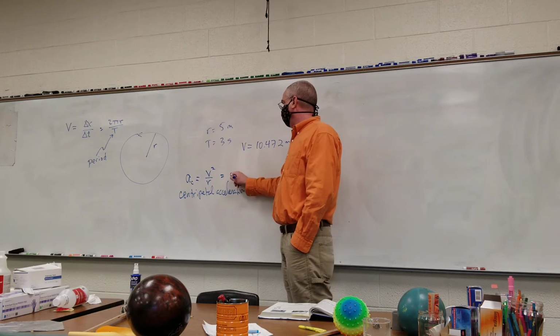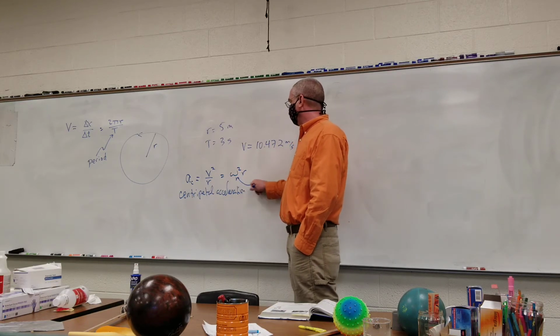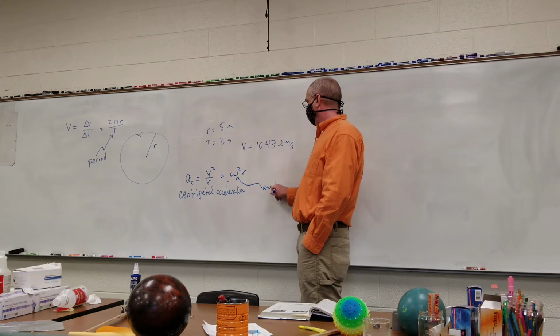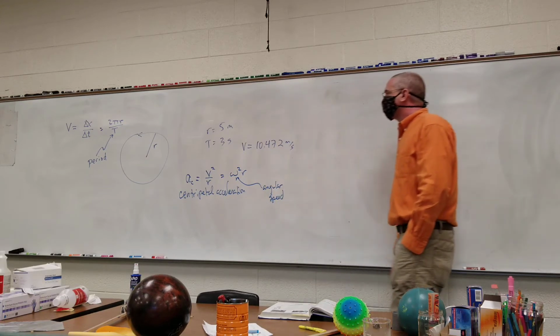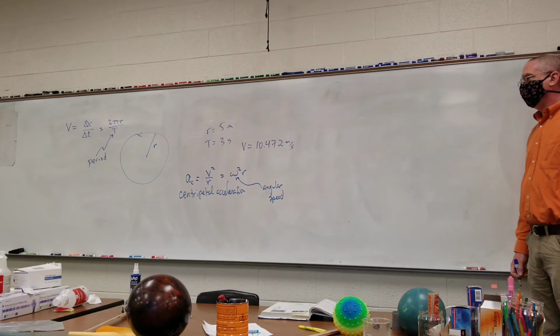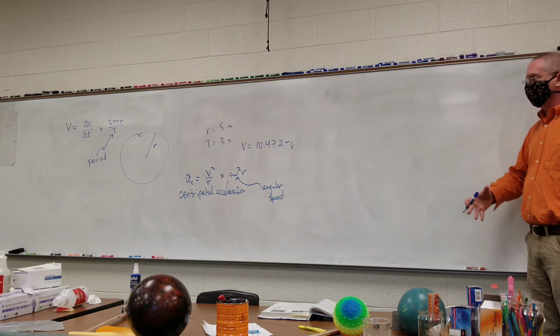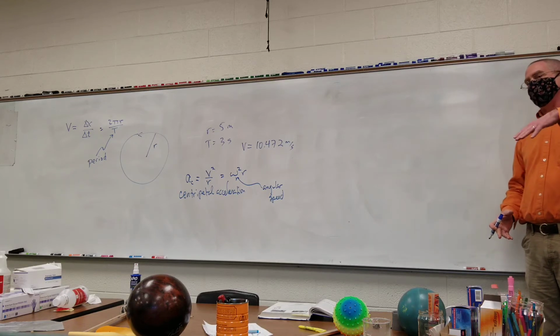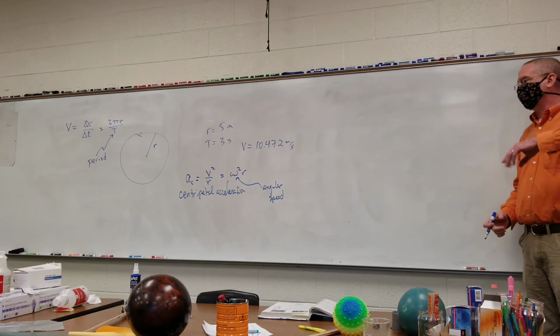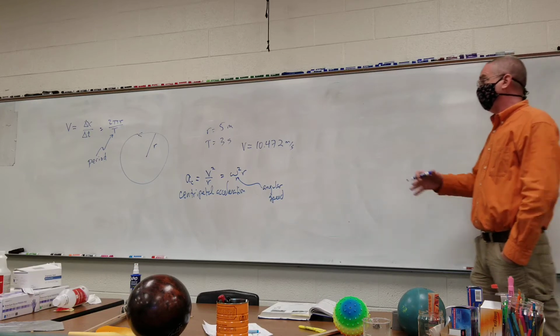It could also be omega squared r, where omega is the angular speed. So for the lab, we did v squared over r. If we took the angle into account, it's actually more convenient to do omega squared r, if you take the angle directly into account in that lab, which we did not do.